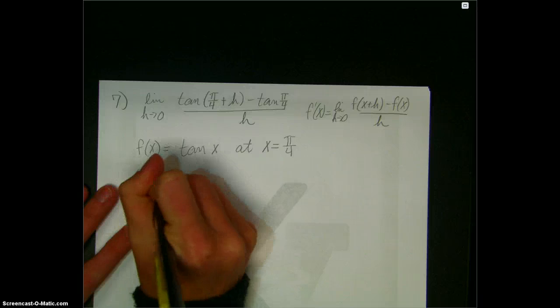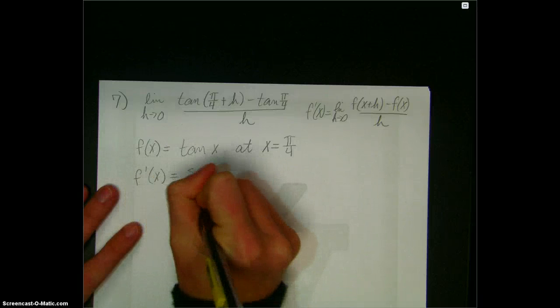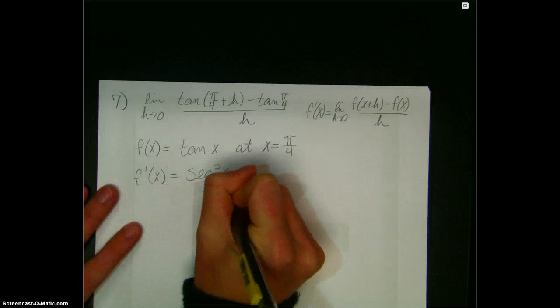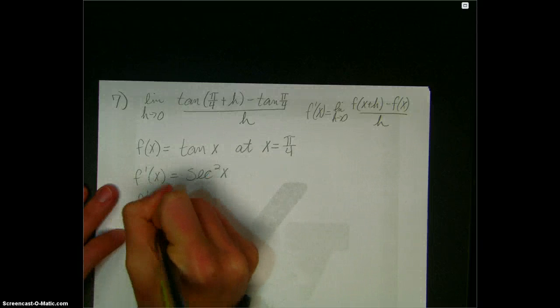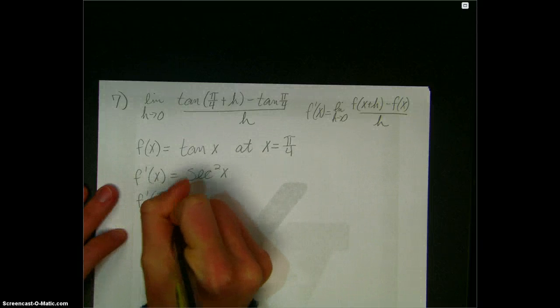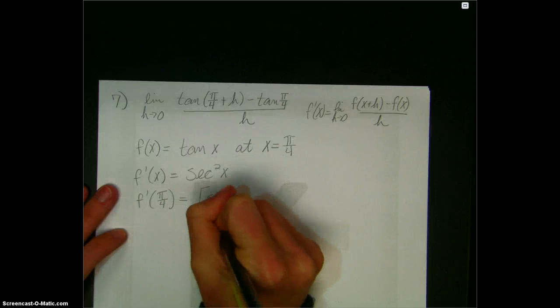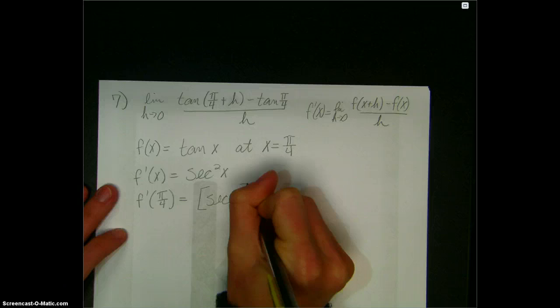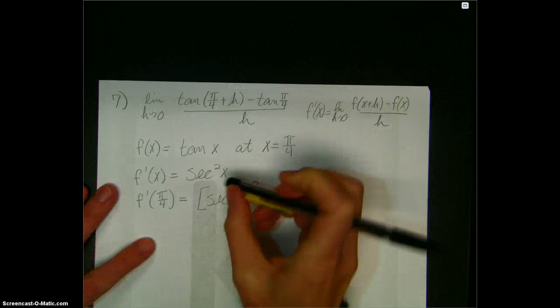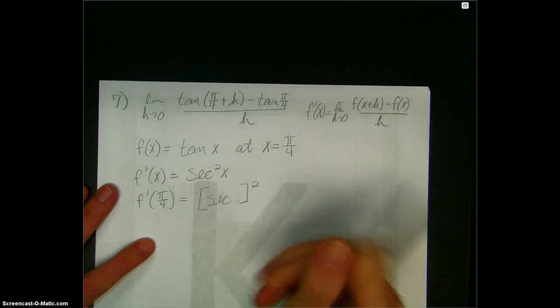All right, so my derivative of tangent is secant squared. And then I want to find that derivative at pi over 4. Okay, so we talked a little bit about how we can rewrite secant squared as the secant of x squared, except now we know that x is pi over 4.